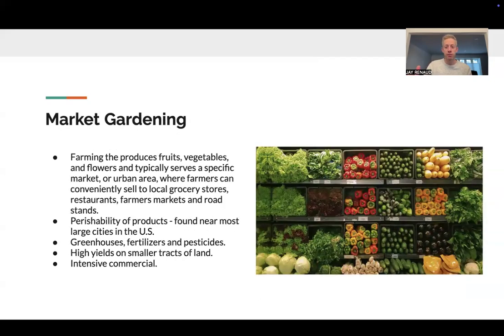Market gardening, fruits and vegetables. Fruits and vegetables are perishable. So where do we need to grow our fruits and vegetables? Close to markets, close to large cities. Now, in today's modern world, and if we apply this to Von Thünen, not as applicable today with refrigerated trucks, canning, freezing, but still, for the most part, it still kind of fits. We need to get our fruits and vegetables to our markets as quick as possible.